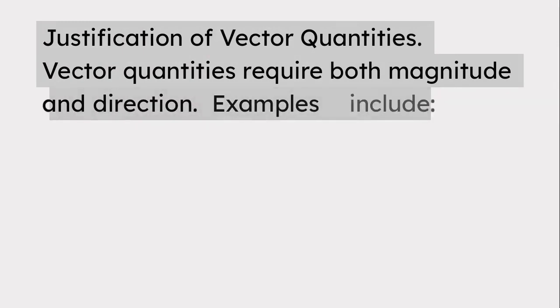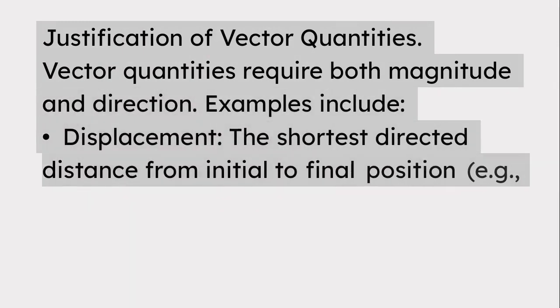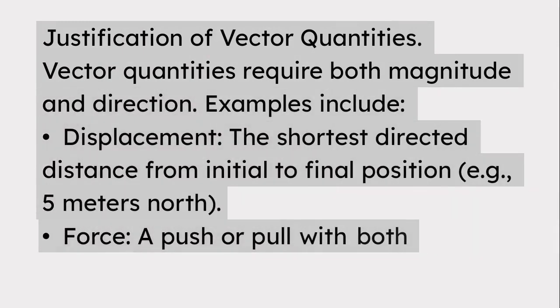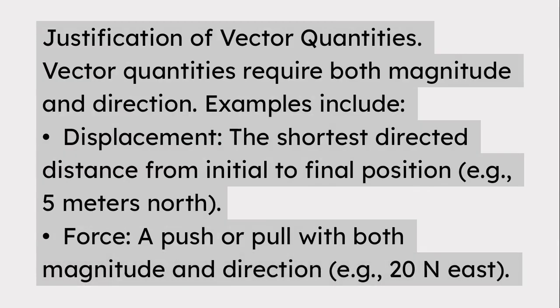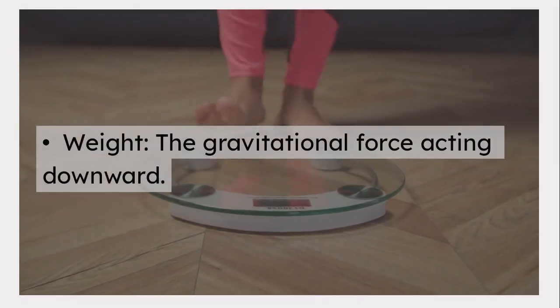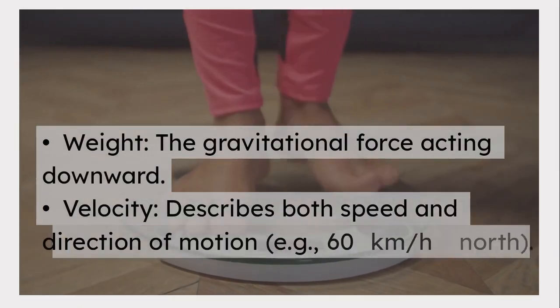Justification of vector quantities. Vector quantities require both magnitude and direction. Examples include displacement, the shortest directed distance from initial to final position, e.g., 5 meters north. Force, a push or pull with both magnitude and direction, e.g., 20 N east. Weight, the gravitational force acting downward.